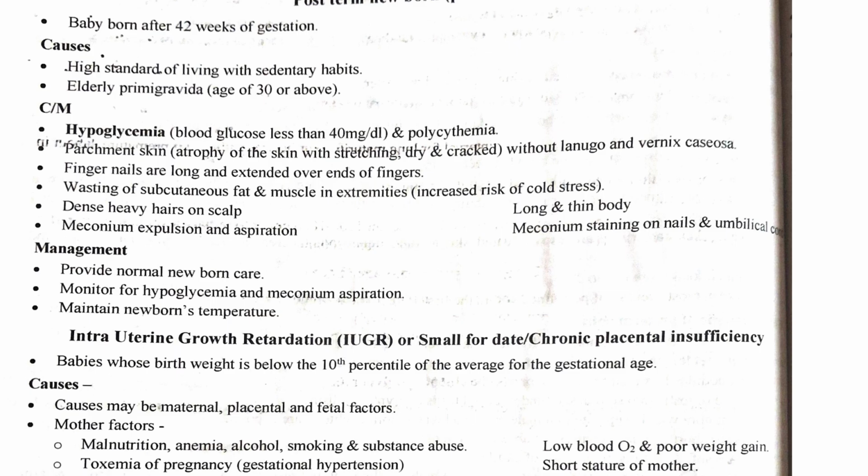Dense heavy hair on scalp. Meconium expulsion and aspiration. Long and thin body, meconium staining on nails and umbilical cord. Management: provide normal newborn care, monitor for hypoglycemia and meconium aspiration, maintain the newborn's temperature.